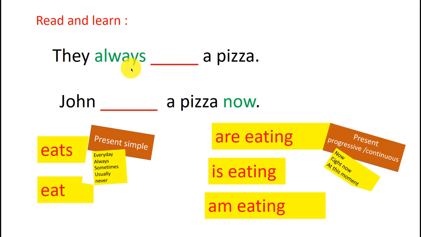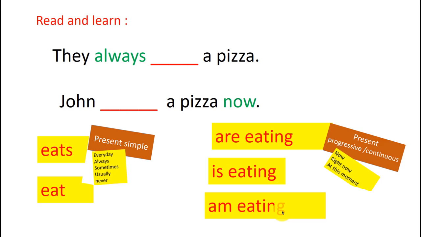They always dash a pizza. The verb is what? Is eat. John dash a pizza now. The verb is eat. I want you to put one of these: eats, eat, are eating, is eating, or am eating. Choose one of these verbs. It's one verb, but which tense do we have to use? Be careful. Think about it.